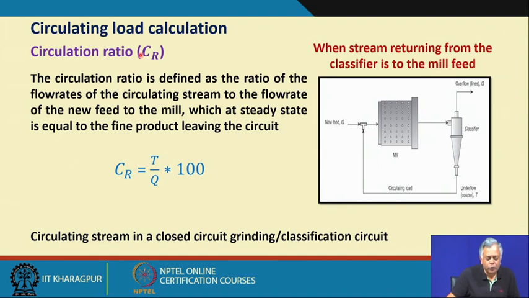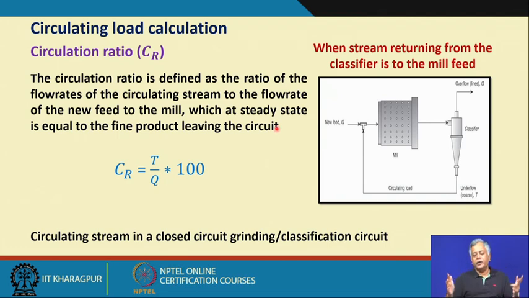Circulating ratio. Before we go to the circulating load calculation, let me define another ratio that is frequently used, called the circulation ratio. It is represented as capital CR. The circulation ratio is defined as the ratio of the flow rate of the circulating stream to the flow rate of the new feed to the mill, which at steady state is equal to the fine product leaving the circuit.